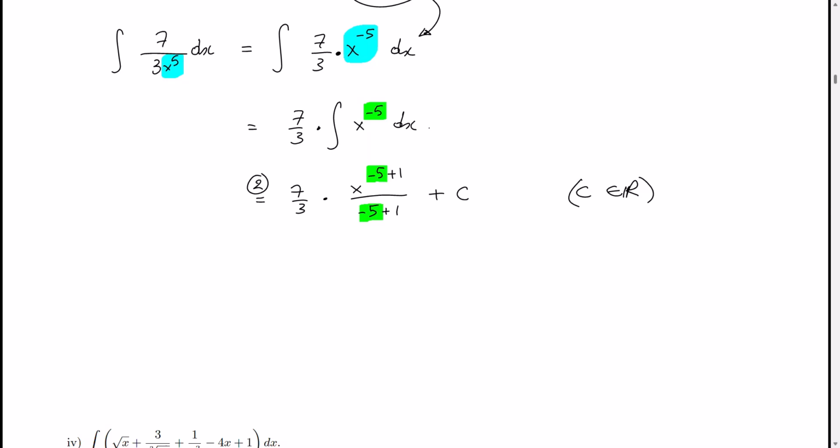From this point on, it's just going to be pure algebra. I need to clean it up as much as possible. So I only did calculus really in one step. And now let's just think about what's going on here. Negative 5 plus 1 is going to be negative 4. And then again, negative 4 in the denominator.